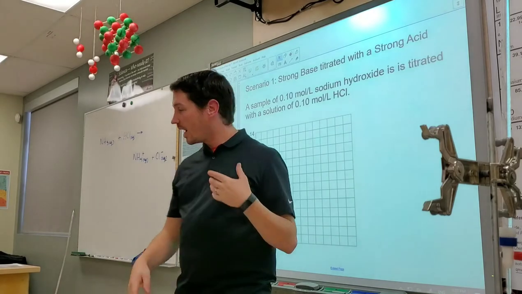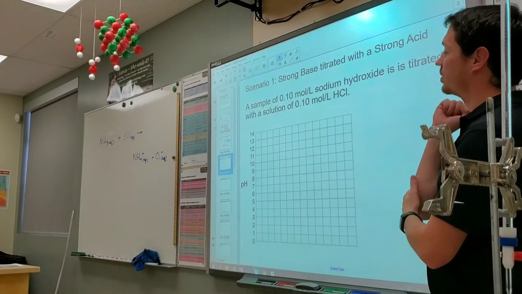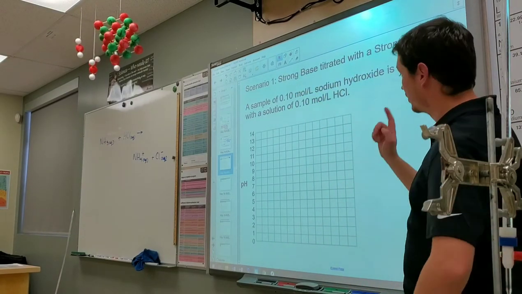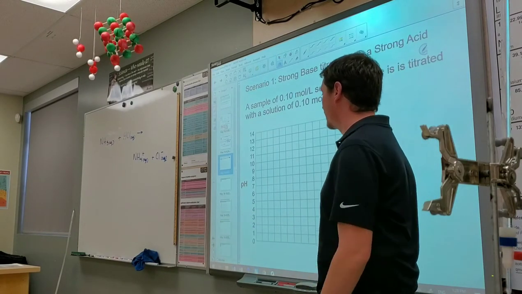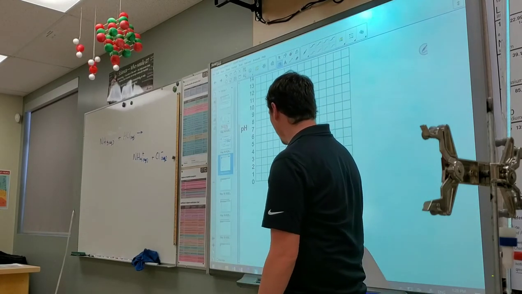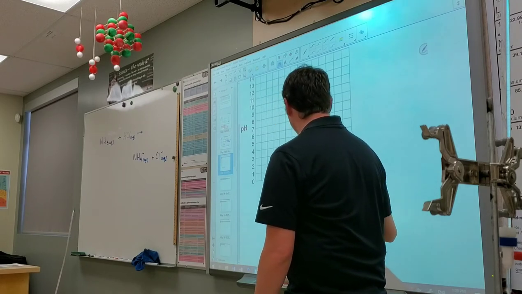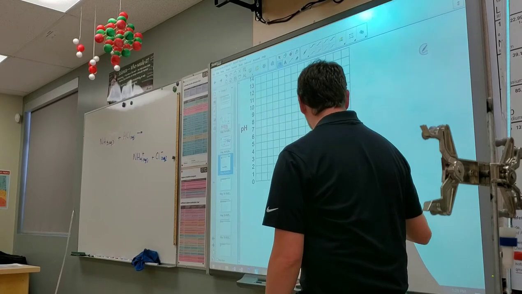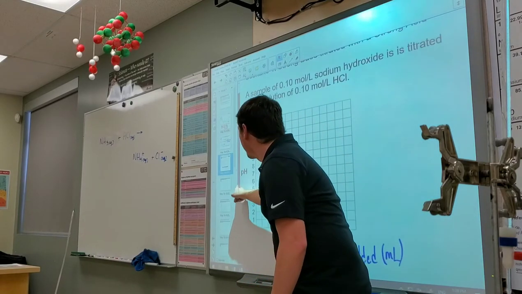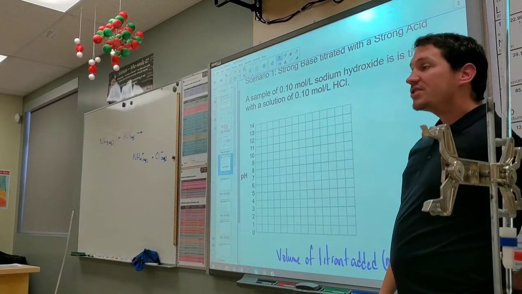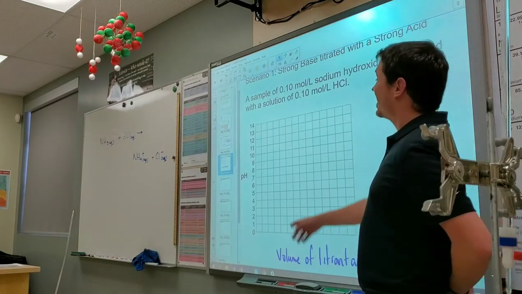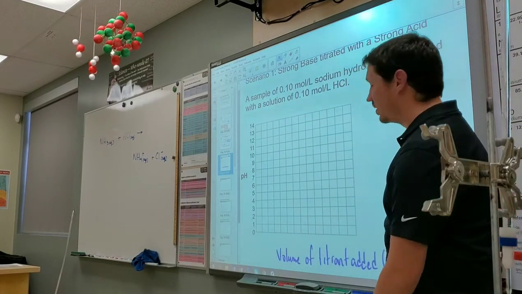Let's take a look and draw the titration curve for a strong base titrated with a strong acid. That's exactly what we saw on our first titration. So we've got pH on the side, and on the bottom should be volume of titrant added, in milliliters. What are we starting with? What's in our sample? It says a sample of 0.10 mole per liter sodium hydroxide.